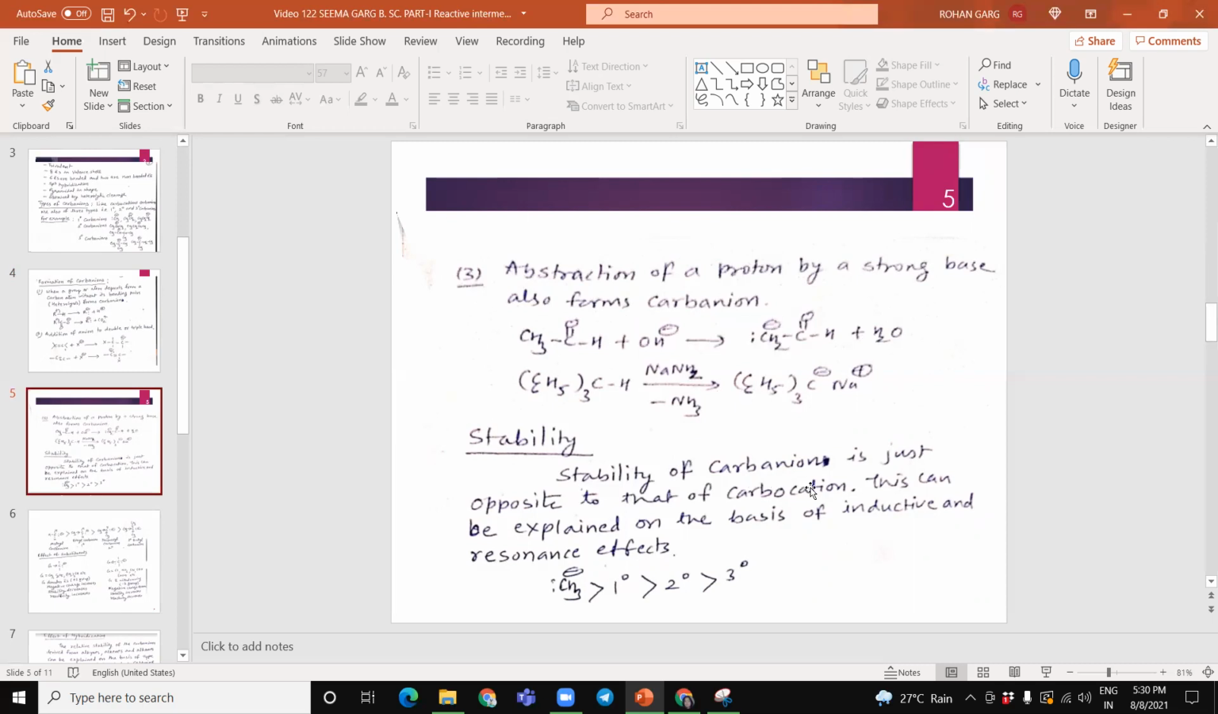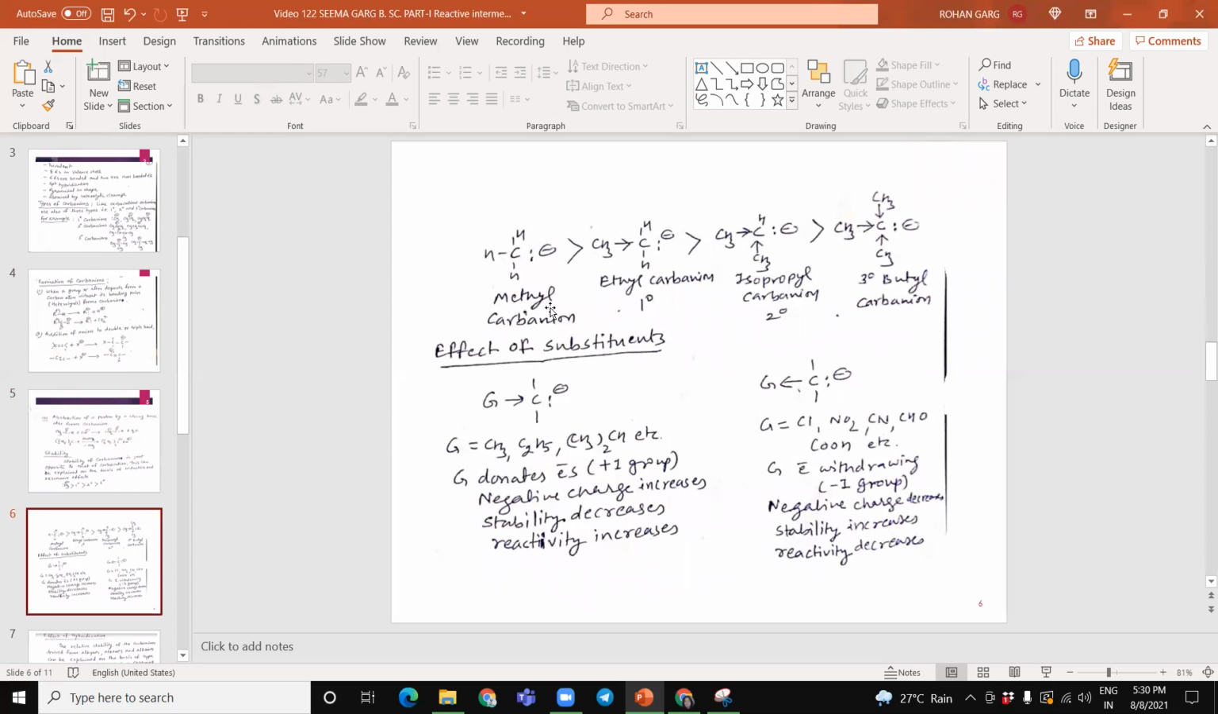Stability of carbanion is just opposite to that of carbocation. This can be explained on the basis of inductive and resonance effect. The methyl carbanion is more stable compared to primary, then secondary, and then tertiary. See here.